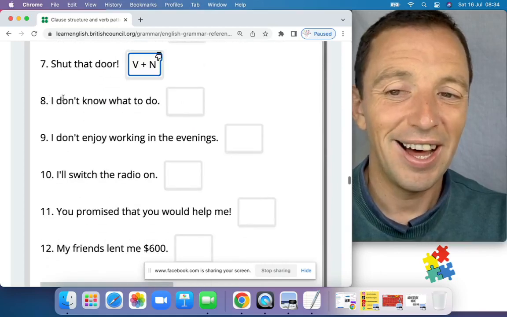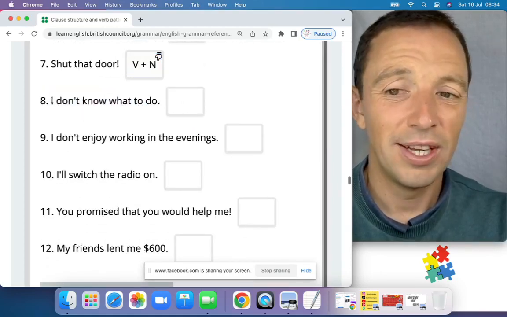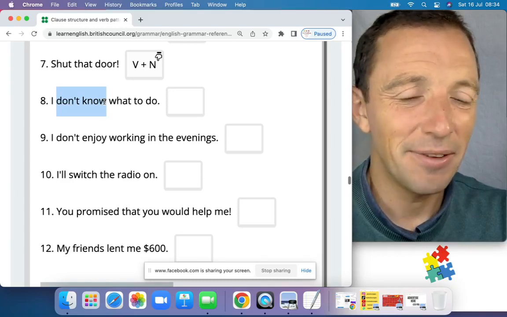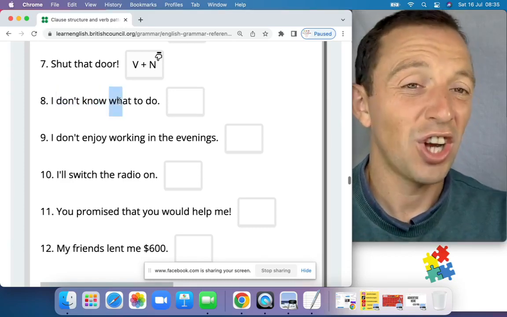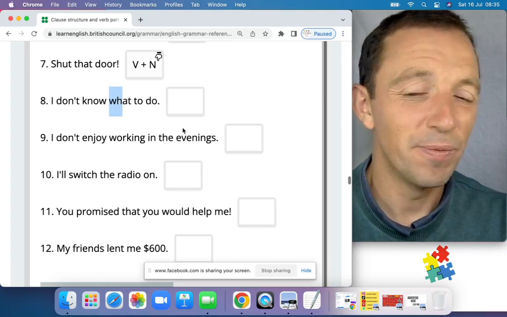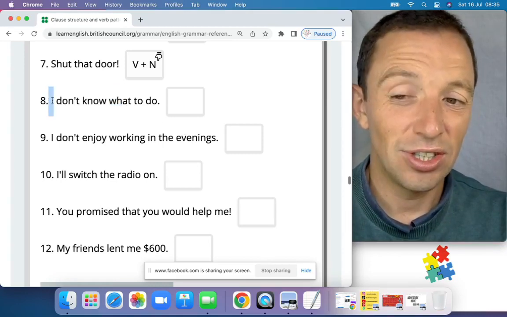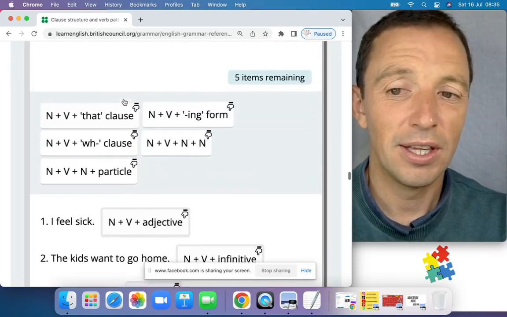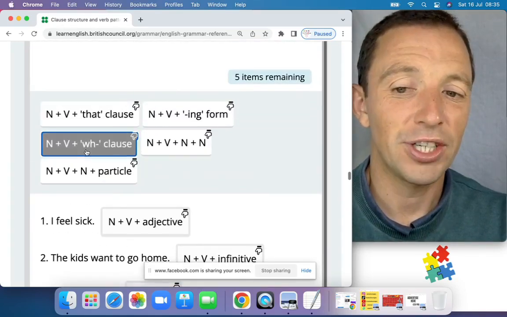Okay, I don't know what to do. Subject, verb in the negative, I don't know. WH clause, I don't know what to do. That is the noun, the verb, and the WH clause. Noun, verb, and WH clause.